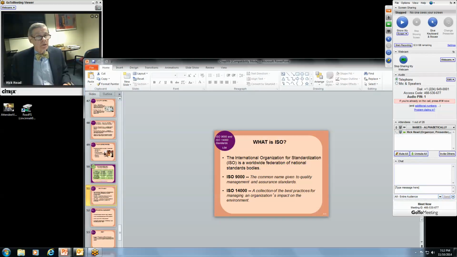ISO, International Organization of Standardization. This is worldwide. It is very prevalent in the European Union. And if your companies do not meet ISO standards, ISO 9000 or ISO 14000, you probably are not able to sell your product there. They're very, very big on this standard, and you really need to follow. 9000 is quality management assurance, and 14000 is best practices.